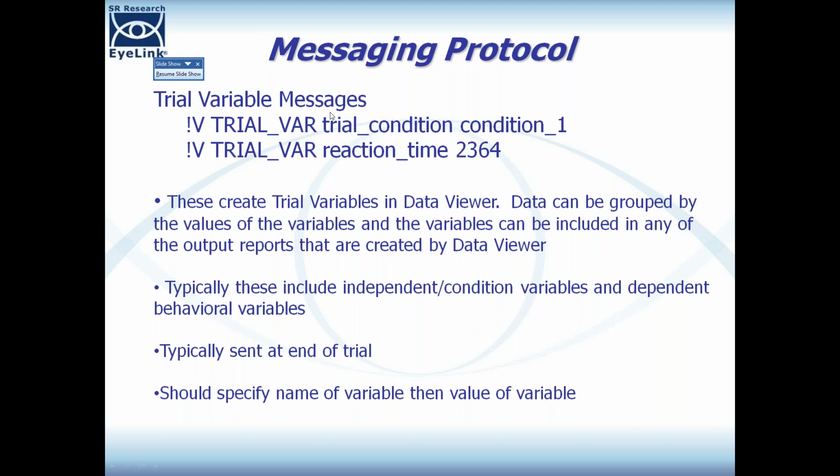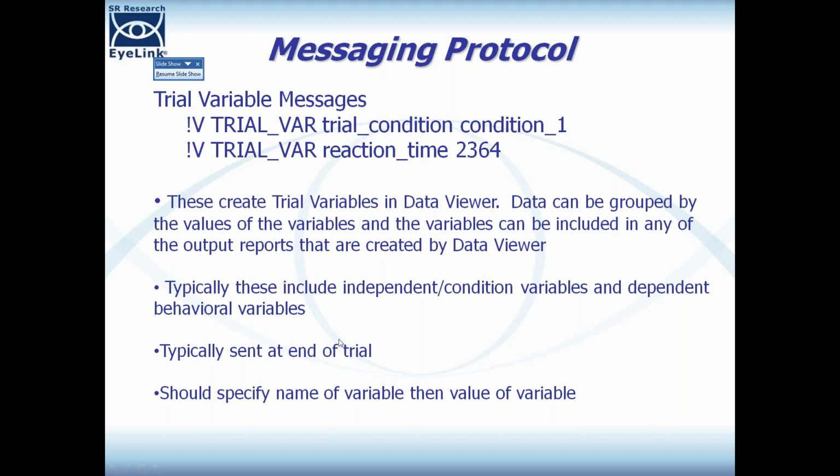I just have a couple examples here. You can see we have one variable called trial condition, and it has a value condition 1. Then on a different trial, we might send a trial variable that says trial condition 2. And here we have a dependent variable called reaction time. The name of the variable will be reaction time, and the value will be, in this case, 2364 milliseconds, for example. And these are usually sent at the end of the trial.